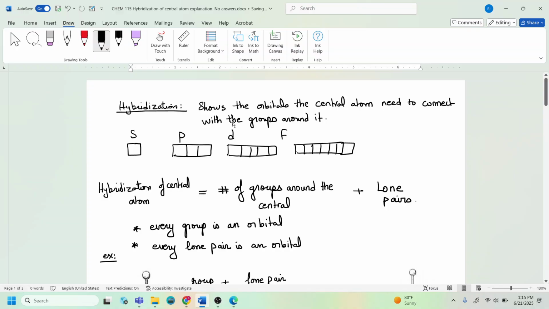Okay, so when we talk about orbitals, we talk about these orbitals in there. The S is simply one orbital. The P is 3 orbitals. The D is 5 orbitals, and the F is 7 orbitals. So when we want to determine the hybridization, this is solely for the central atom, you guys. What we do is we count the groups around the central atom, and if there's a lone pair in there, we consider the lone pair as a group. So every group is an orbital, and every lone pair is an orbital as well.